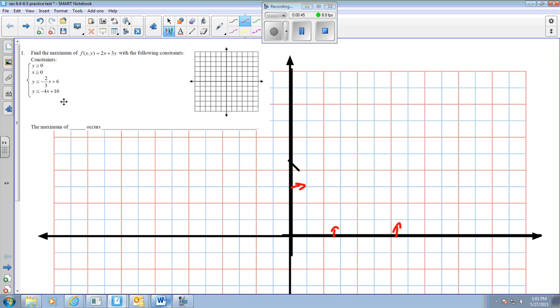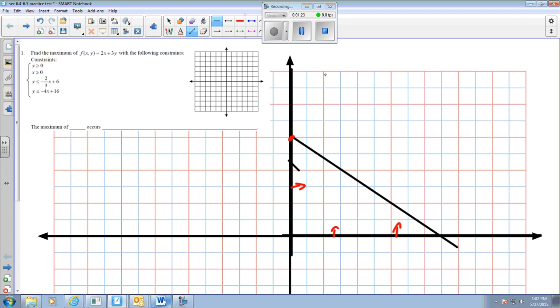So then let's do this inequality right here. It has a y-intercept at 6, 2, 4, 6 right there. And we have a slope of negative 2/3. So we're going to go down 2 and over 3, down 2 and over 3. So let's see if I can get a line that does that. We get a line that looks like that. Right there.